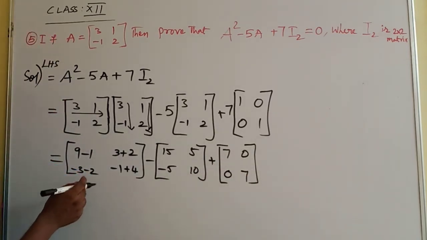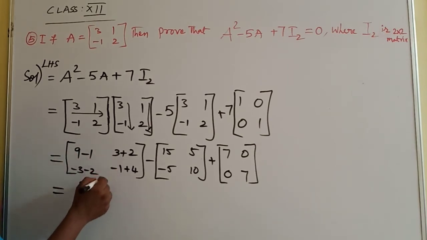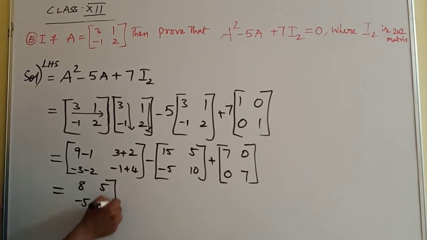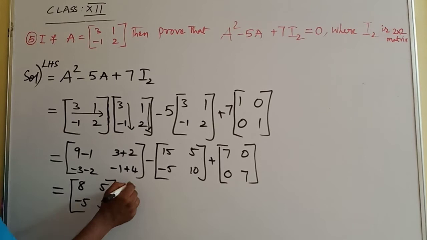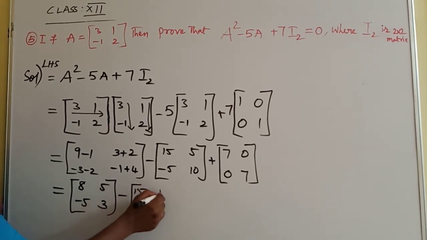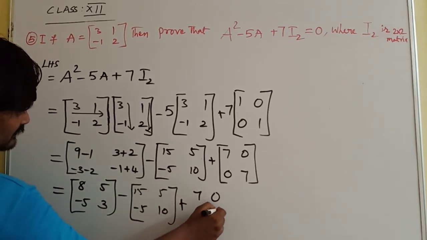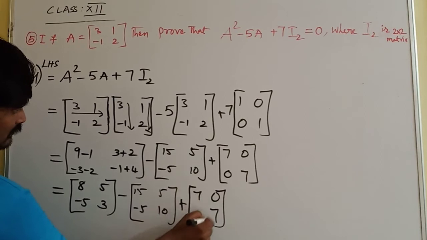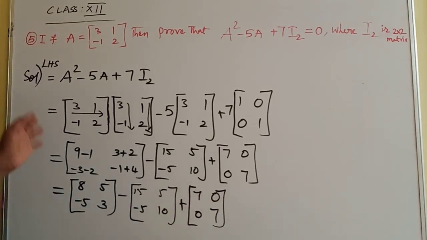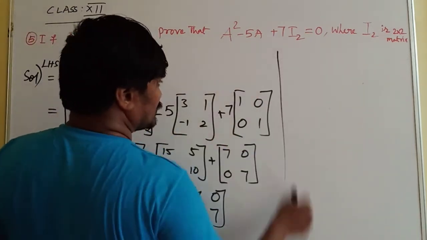Now, 9 minus 1 is nothing but 8, 3 minus 5 is... 5 minus 5, 3, minus 15, 5 minus 5, 10, plus 7 0 0 7. Now we'll simplify that side so that you can understand this clearly.